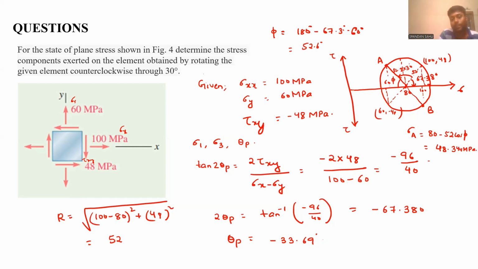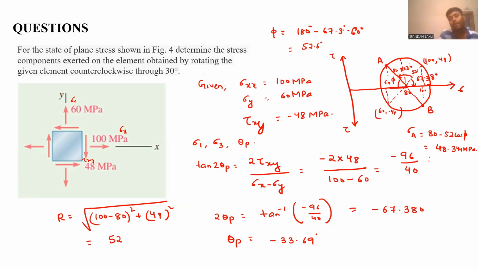Why have I written C? This is origin. From origin to center is 80. But we need from origin to this point what will be the value. So we can write from origin it is 80 minus 52 cos phi. If you do it, it will reduce this portion. So we are getting the normal stress of point A, and that value is 48.344.